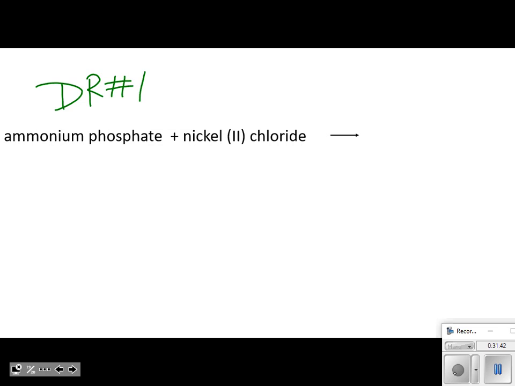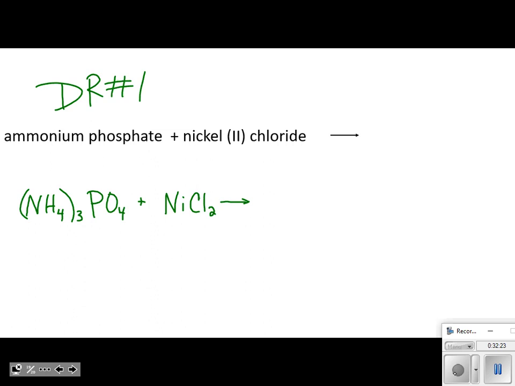This is a double replacement number 1 because I do not have an acid. Ammonium is NH4. It's a 1 plus. Phosphate's a 3 minus. So right there, ammonium phosphate. Nickel 2 chloride. Nickel's a 2 plus, chlorine's a 1 minus. So there's my nickel 2 chloride.